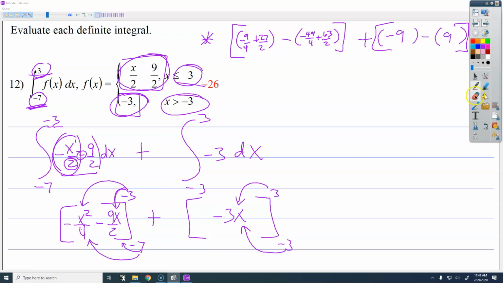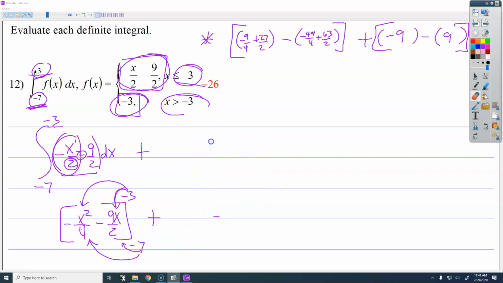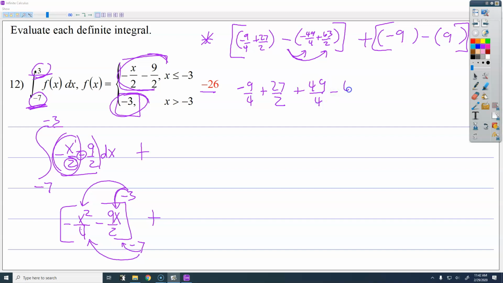The next thing I advise doing after that is distributing your negatives along. I put the answer up here to make sure we end up with the right spot. Let's see. So after we go ahead and distribute, we're going to distribute the negative in here. So the -9 over 4 stays the same. The 27 over 2 stays the same. But when you distribute this negative in, you end up with a +49 and a -63.